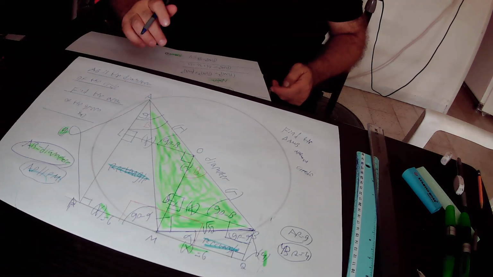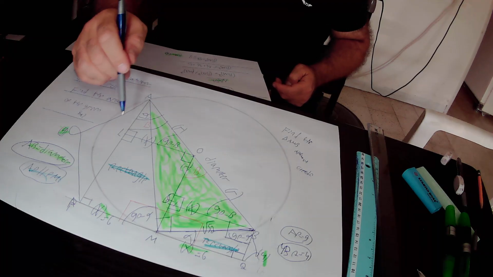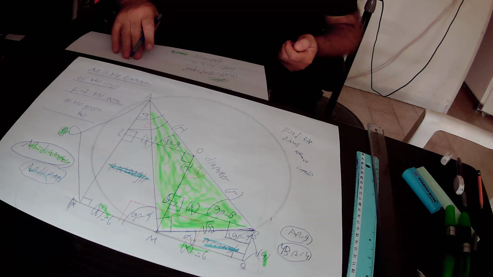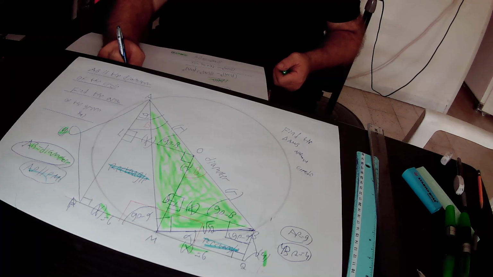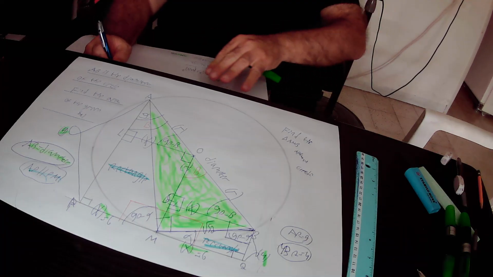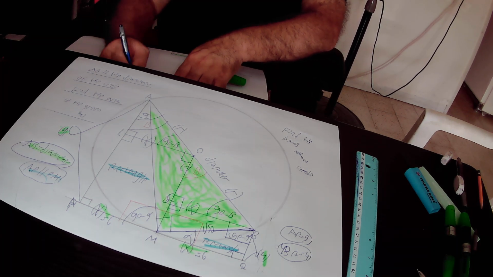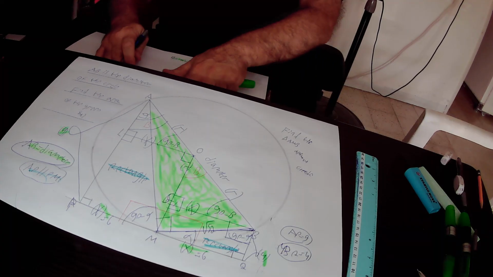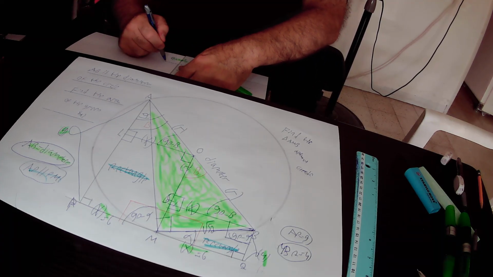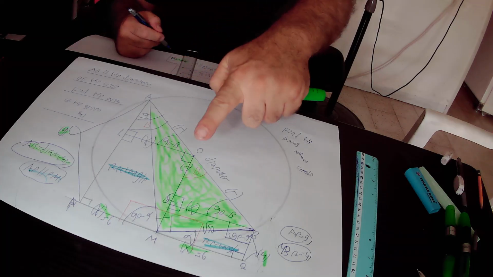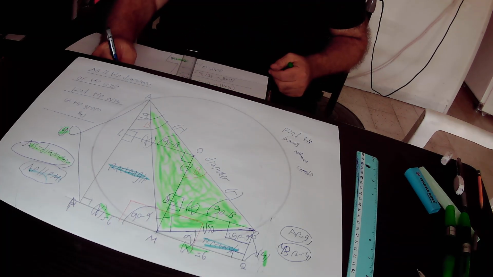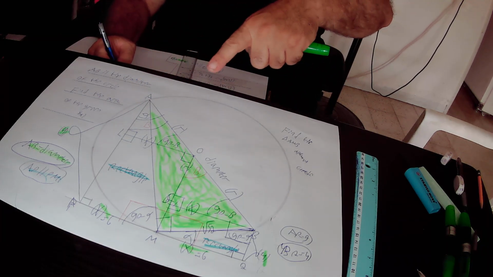In the next step, we'll implement the Pythagoras theorem on this big right triangle APM. In the right triangle APM, according to the Pythagoras theorem, AM squared, that is the square of the hypotenuse, is equal to AP squared plus PM squared.